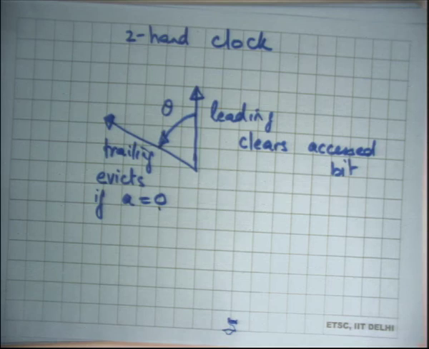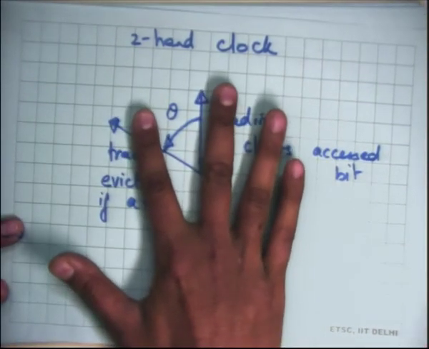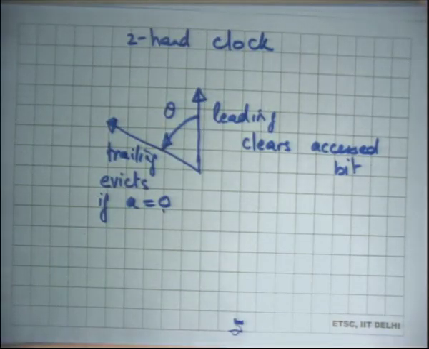So instead of theta being 360 as in the case of the one-hand clock, now theta is something smaller, and you can choose theta depending on what your memory size is and what maximum overhead you want to have on your page fault. This makes sure that you will examine only that many pages before you find something to replace. All right.